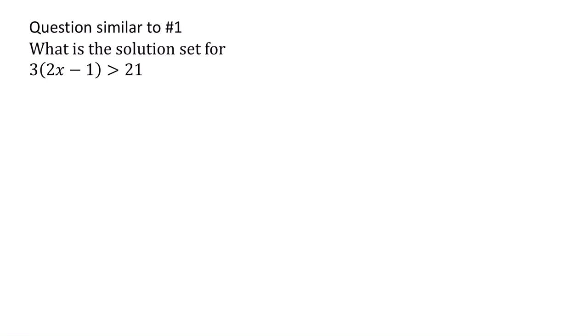In this video, I'm going to go over problems that are similar to what was in your 1.07 quiz. So this asks us, what is the solution set for 3 times (2x minus 1) is greater than 21?